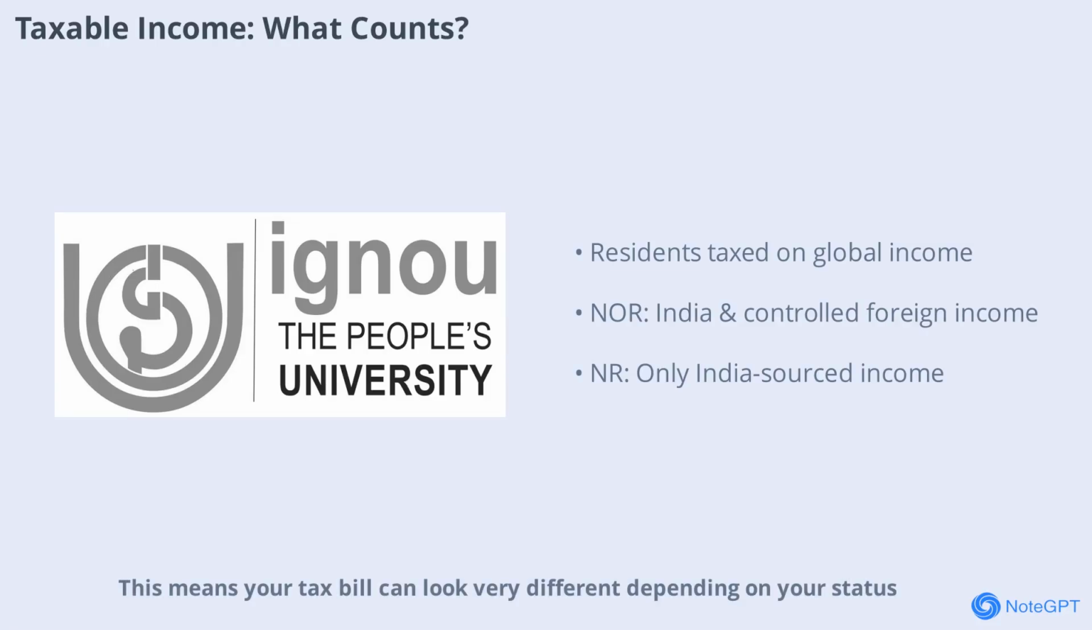For example, salary received in India for work done abroad is taxable for all, but foreign property income is only taxed for residents. Understanding these distinctions helps you plan your finances and avoid surprises at tax time.